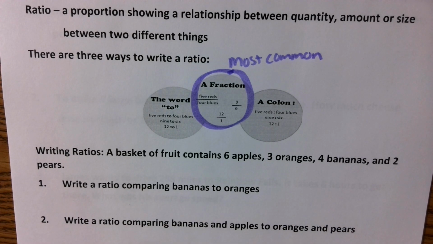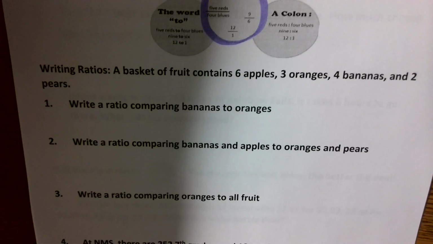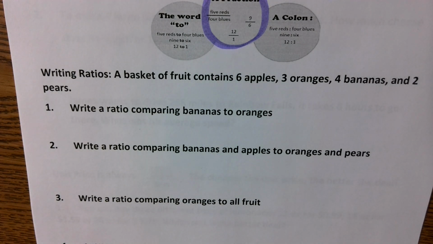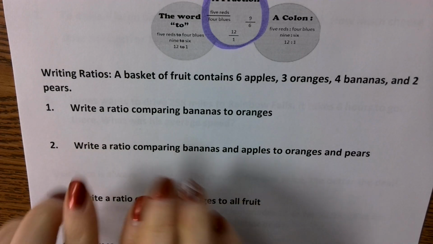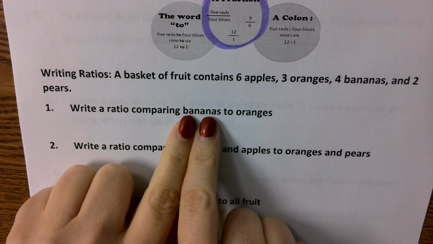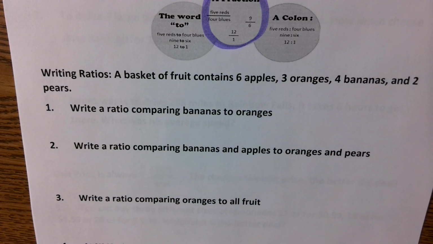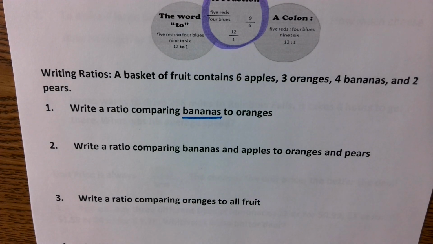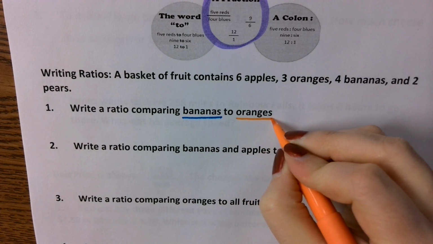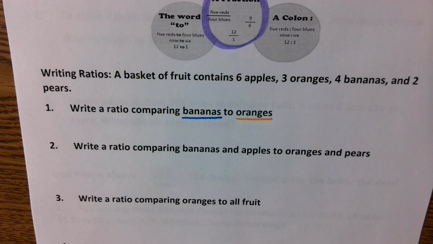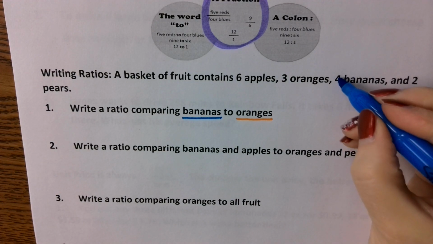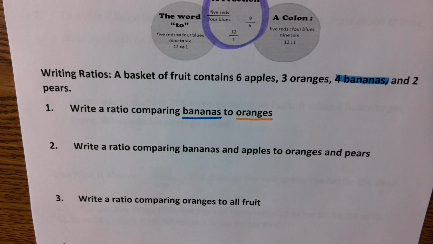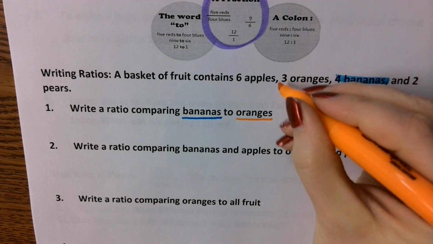So I first want to write a ratio comparing bananas to oranges. I'm going to go ahead and write it in all 3 formats for the first problem. All of the rest of them, we're just going to do them as fractions. So we're comparing bananas and oranges together. So I'm going to go ahead and underline bananas in blue. And I'm going to underline my oranges in orange. Okay, so in my problem, I have 4 bananas, and I've got 3 oranges.